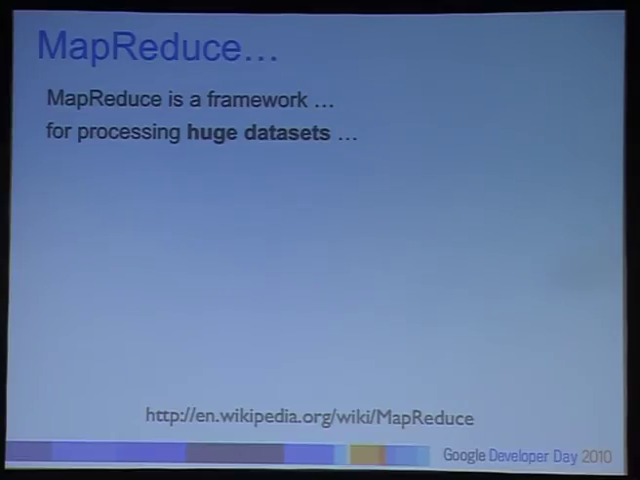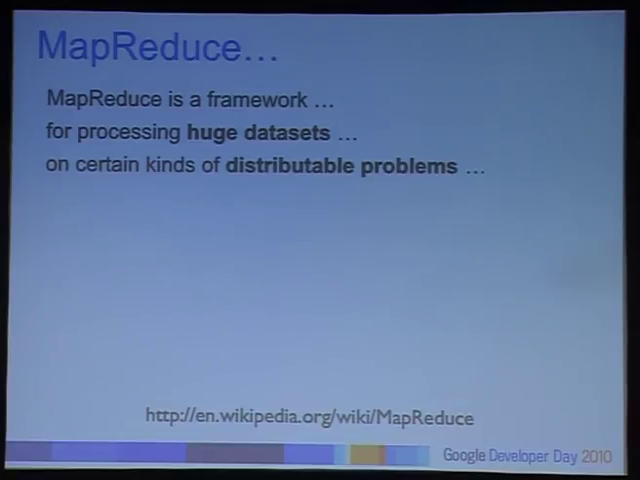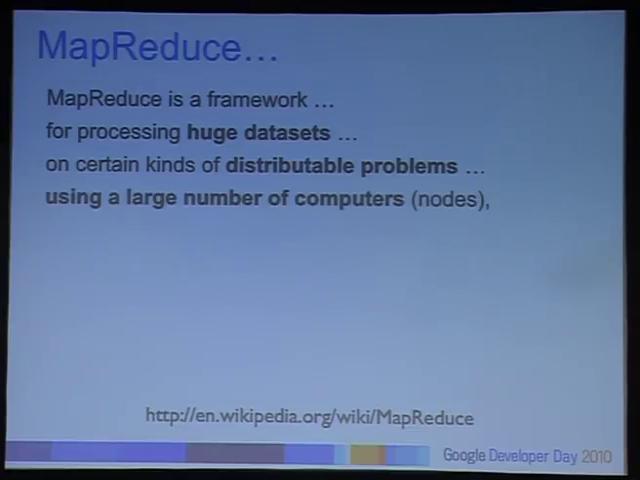So really, really large data sets. Of course, it works fine on small data sets as well. It works on certain kinds of distributable problems. These are problems that can be chopped up into smaller pieces. Think of, again, crawling the web. Each page can be handled separately. I can look for all the words prog on this web page, and I can, on a different machine, look at the word prog in another web page. I can do all of these tasks in parallel. So that problem is really well suited for MapReduce. MapReduce also uses a large number of computers to do this parallel processing.